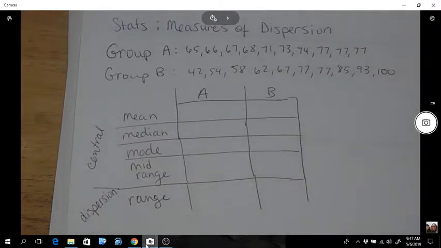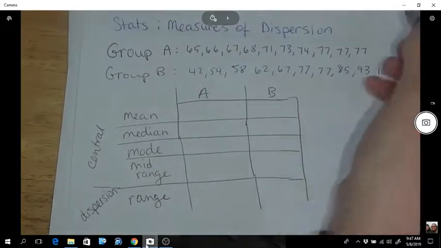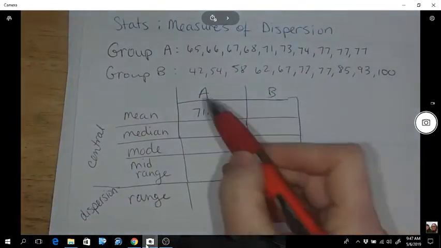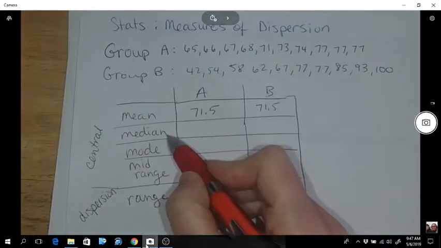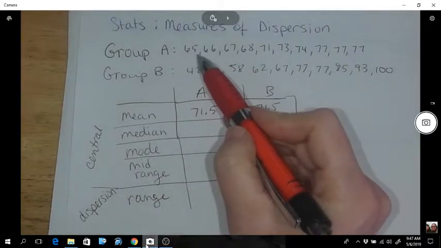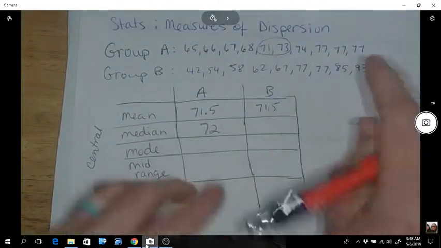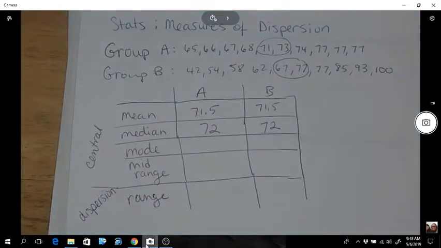We're going to calculate the mean, median, mode, and the mid-range from the first lesson. The mean is you add them all up and divide, and we have 10 items, so you're going to get 71.5. If we add all of these up and divide by 10, we also get 71.5. The median is the one right in the middle, so it would be 72, and 72 is also the average of those.